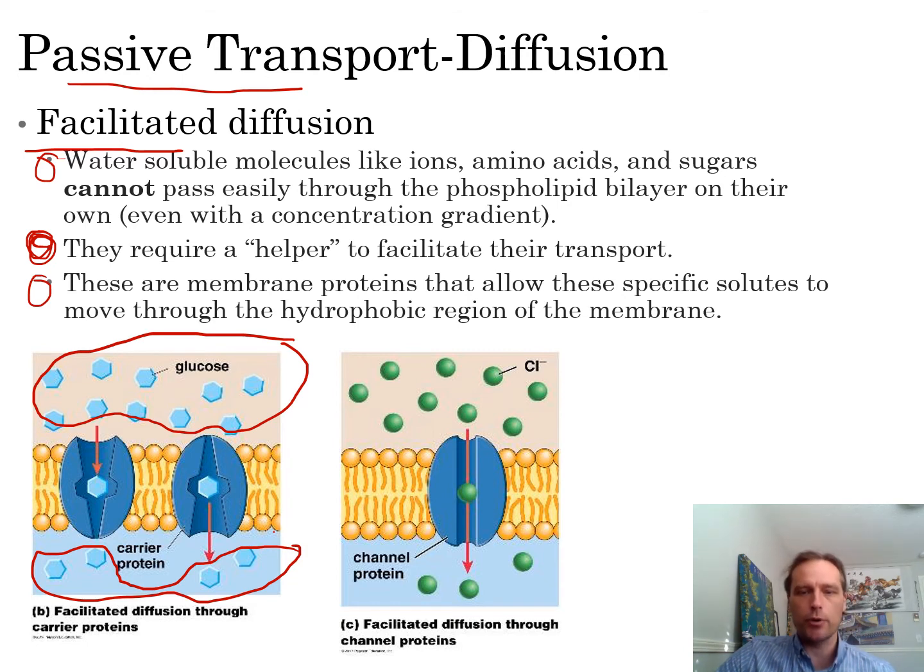These are membrane proteins that allow these specific solutes to move through the hydrophobic region of the membrane. And my very time-costly animation of hydrophobic interiors of these transport proteins, you can look back at that. The insides of these, let me circle this right here, would likely be hydrophilic, so that glucose, also hydrophilic, will not be repelled.